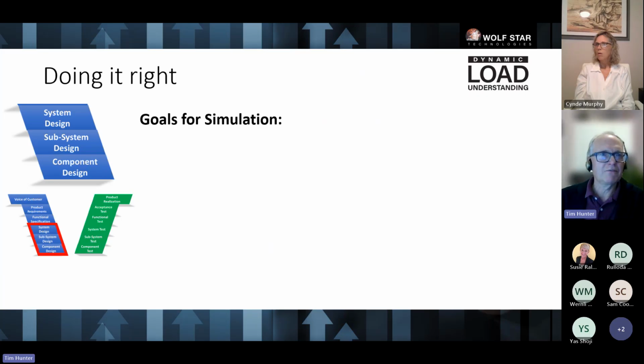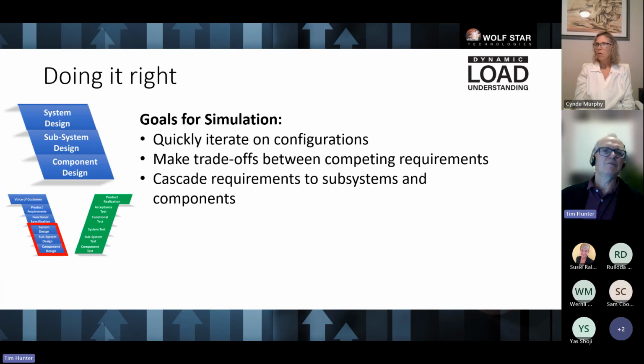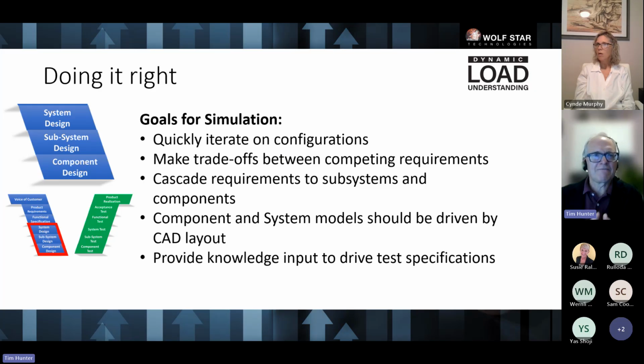And the whole thing for simulation here in the system, subsystem, and component design is that you want to quickly iterate on configurations. You want to make trade-offs between competing requirements. You want to be able to cascade these requirements to subsystems and components. And you want to be able to use component and system models that can basically help drive the CAD layout and work with the design team on that. And you want to really have models now that you can actually use to guide your test specifications and help design which tests you want to do. So this is kind of our overall goals for simulation.